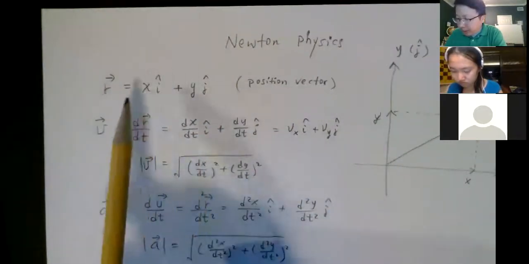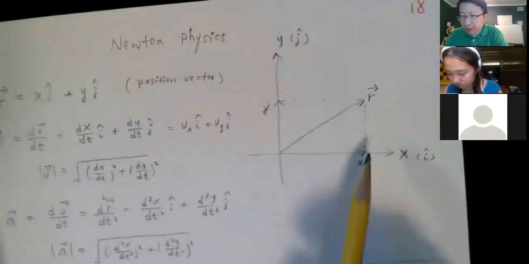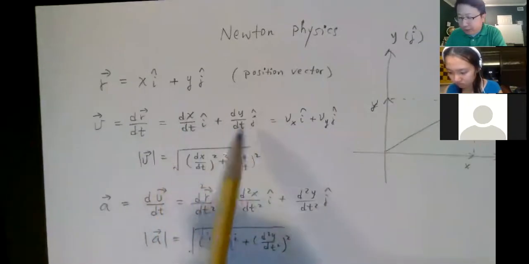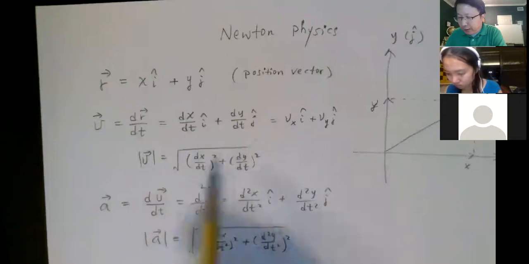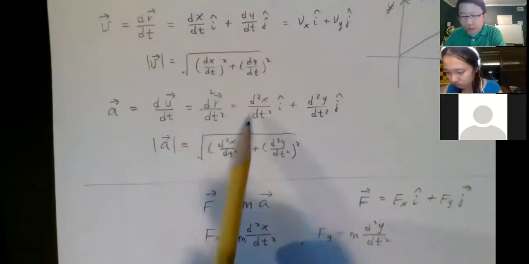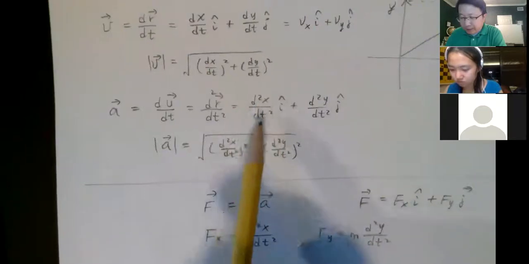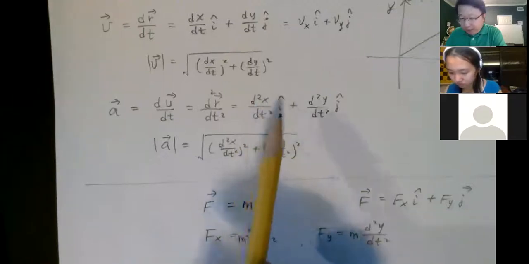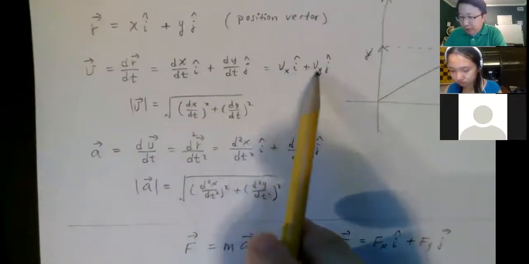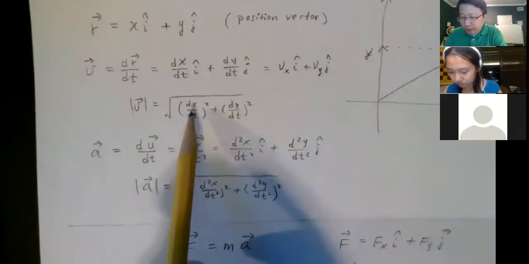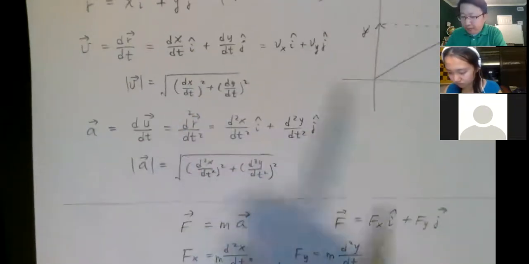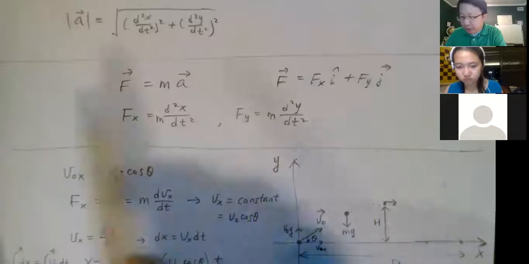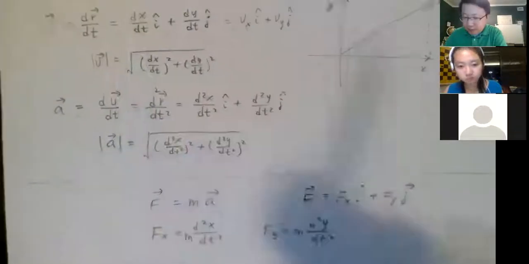This is what I just went over: the r vector, the position vector here, and then the velocity decomposed in two directions, dx/dt, and the acceleration is the second time derivative. So this is basically taking the derivative twice. And of course, once you have Vx and Vy, V is really from the Pythagorean theorem, and Newton's law decomposed in two directions. So that's it. That is what it means.